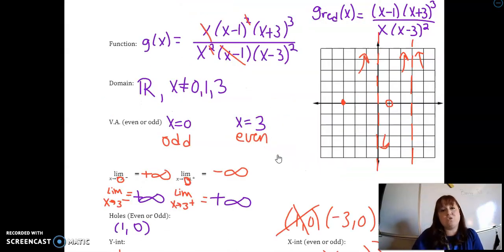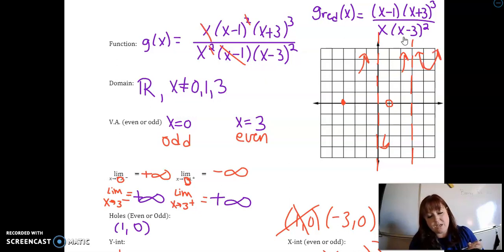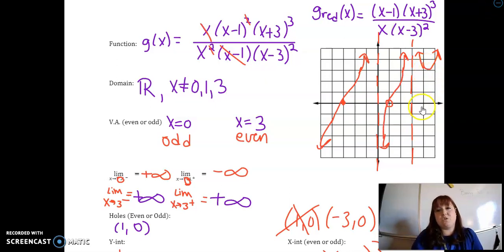If I put a huge, huge number in here, what am I going to get? I'm going to get positive, positive, positive, positive. So as x approaches infinity, y is also approaching infinity. So it's going to go like that. As x approaches negative infinity, it's going to end up negative. So it's going to go like that. So then we just connect our dots. And we know that this one doesn't come down because there's no more x-intercept.